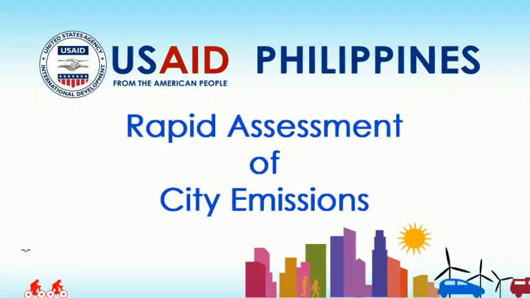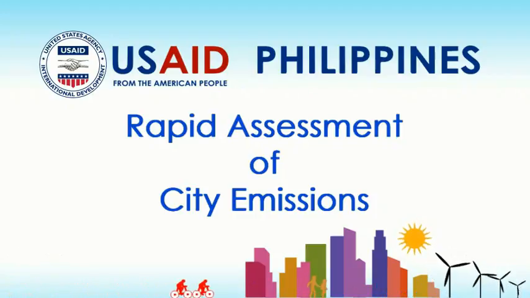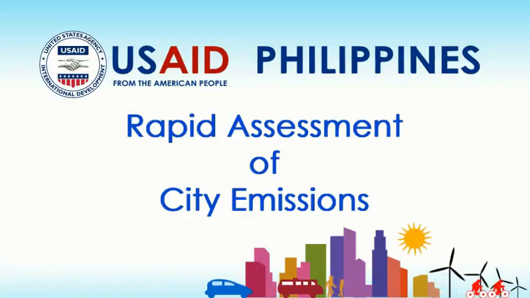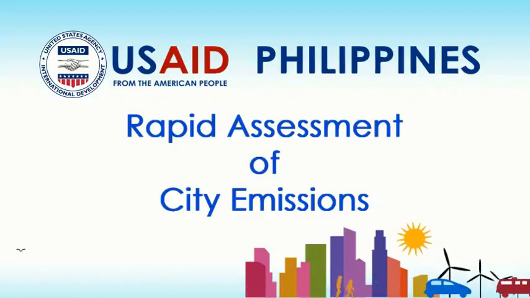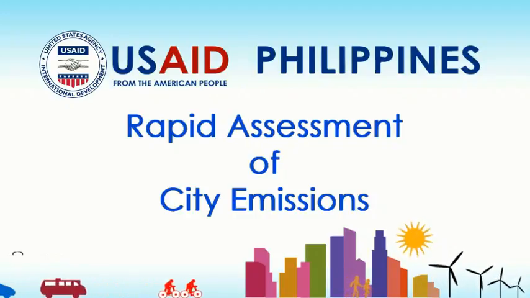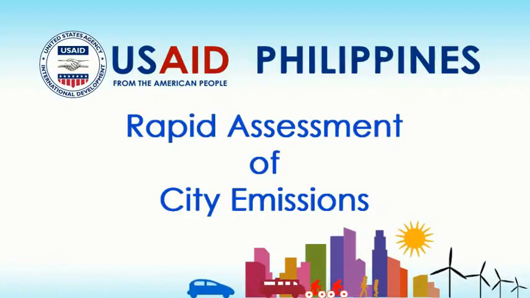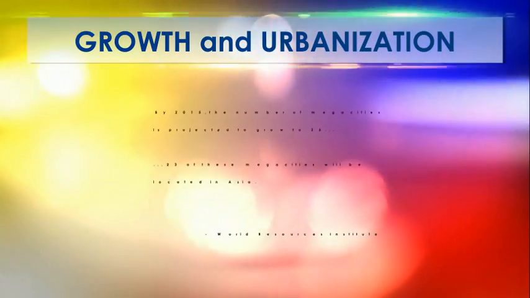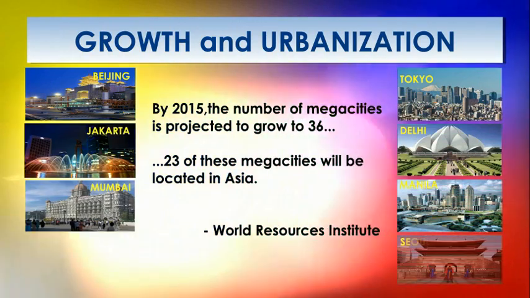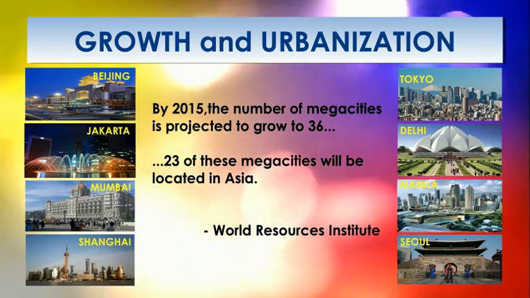The initial pilot cities for RACE include Ho Chi Minh City in Vietnam, Colombo in Sri Lanka, and Ahmedabad in India. In the Philippines, the USAID is supporting Batangas City as a pilot city for RACE through the Climate Change and Clean Energy Project. By the year 2015, the number of megacities is projected to increase to 36. 23 of these megacities are located in Asia.